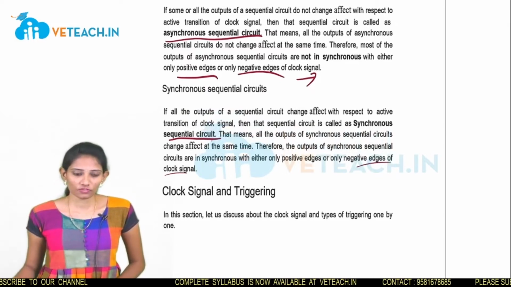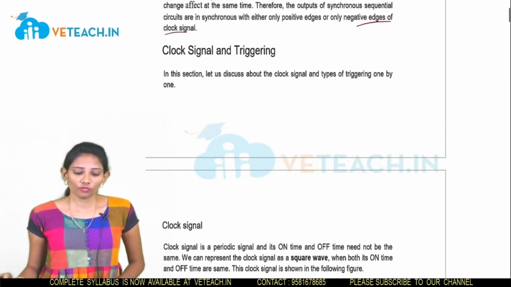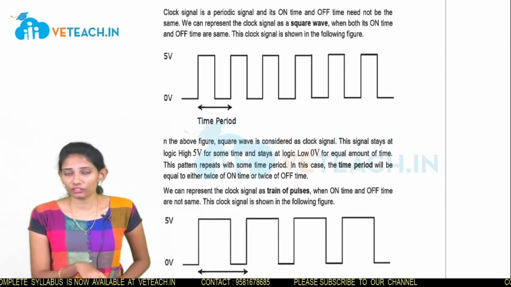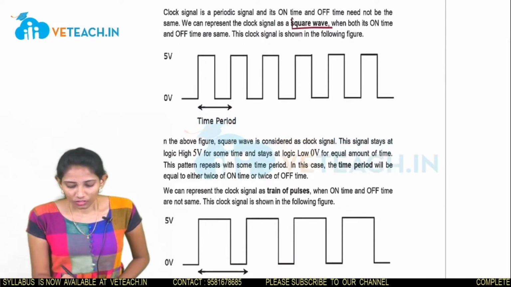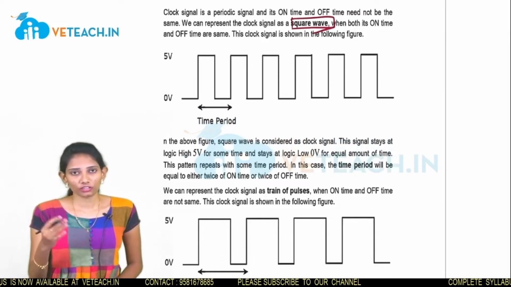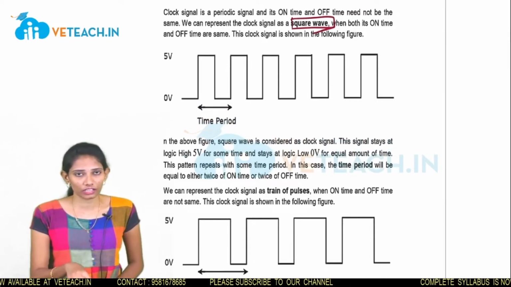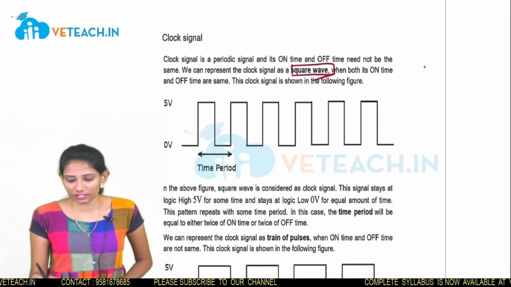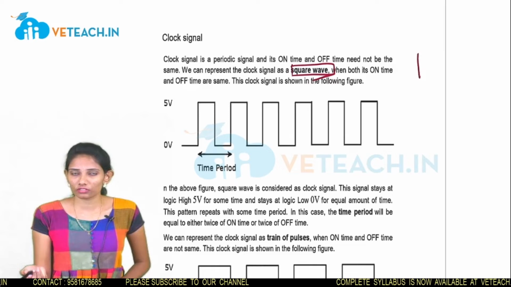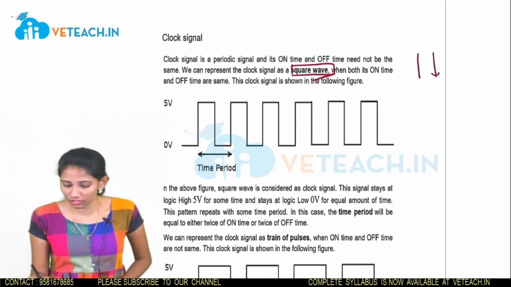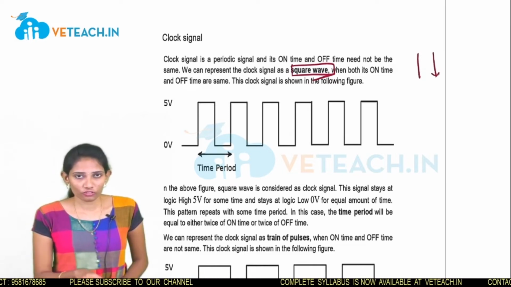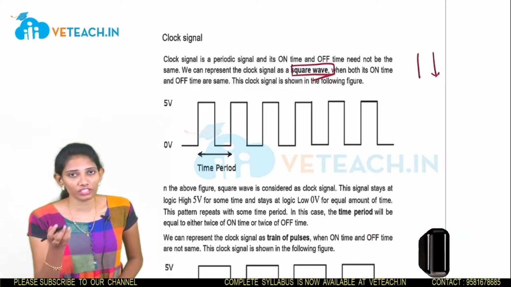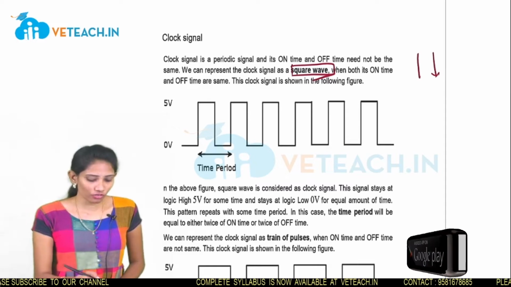Next is the clock signal and triggering. What is the clock signal? It is a periodic signal, and we represent it as a square wave. When the clock is in the on state, the signal is raised, and when the clock is in the off state, the signal falls. First, when both the on time and the off time are the same, the signal is drawn like this.